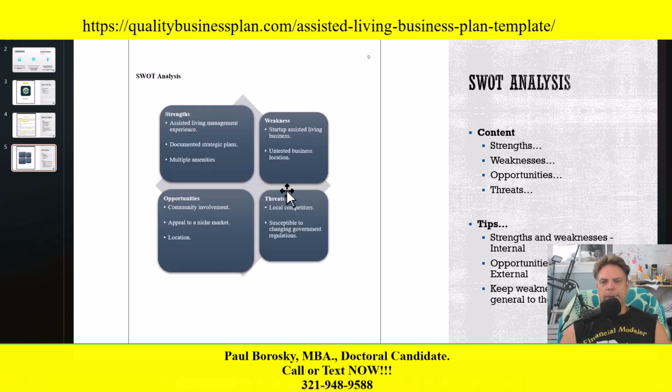Finally, tip number 3 is going to be your SWOT analysis. A lot of people do their SWOT analysis wrong. A SWOT analysis is just an overview of the strengths, weaknesses, opportunities, and threats of your business. Your strengths and weaknesses are going to be at the top, and your opportunities and threats are going to be at the bottom.